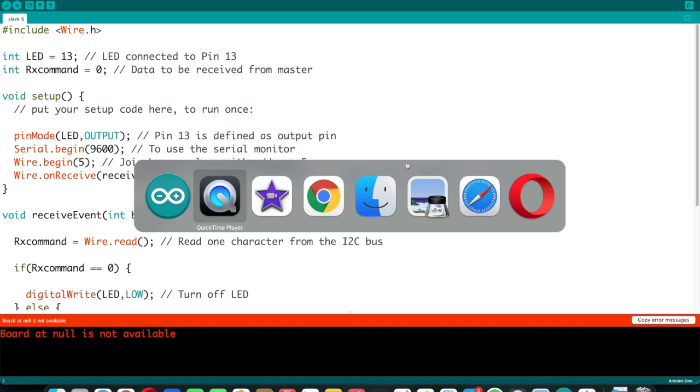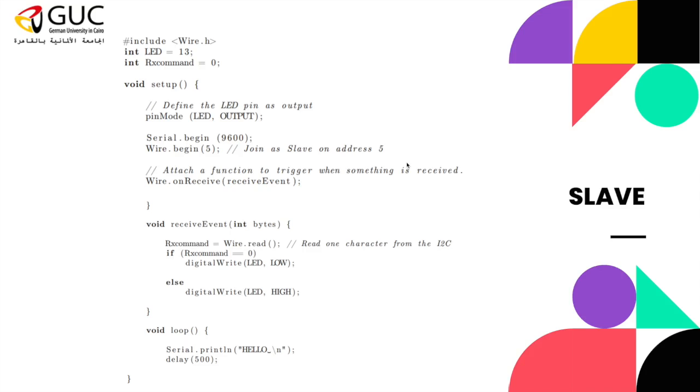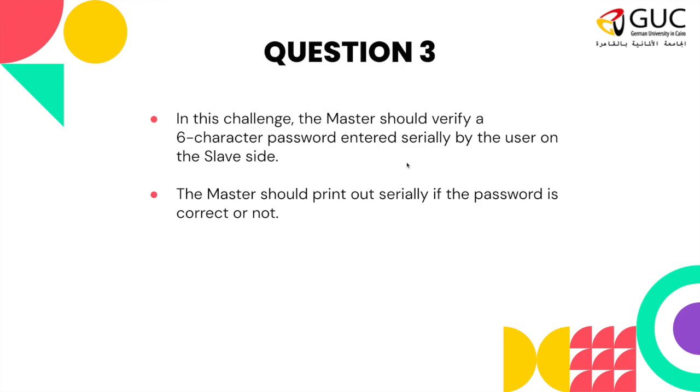Now let's move on to our third and final question. So here in this challenge, the master should verify a 6-character password entered serially by the user on the slave side. So here we have two Arduinos, a master and a slave, connected together using the I2C or the TWI, two-wire interface. So the SDA is connected to the SDA, the SCL is connected to the SCL, and we have a common ground between both Arduinos.